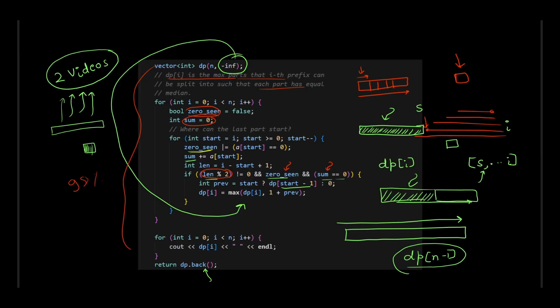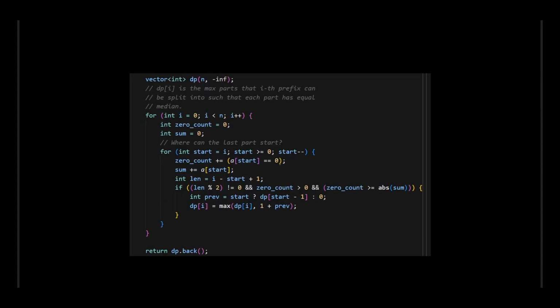How do we fix it? Instead of tracking whether we have seen a zero or not, we'll track how many zeros we have seen. And instead of adding just this condition that sum is equal to 0, we'll say that the unpaired elements, which is the absolute value of sum, should be smaller than or equal to the copies of median that we have seen. So this is the final algorithm, same as before, but this time we are tracking the zero count, how many elements we have seen for the last block.